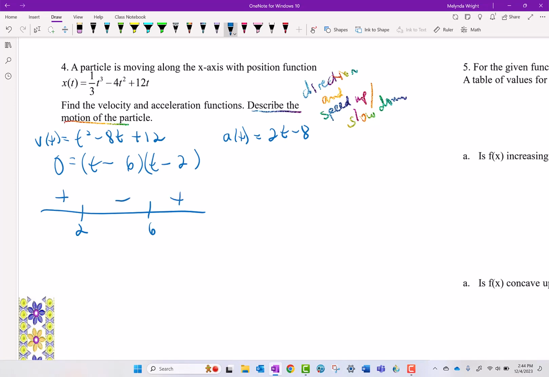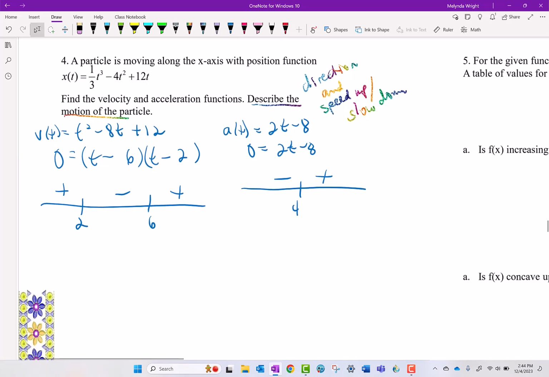Negative, positive, negative. Okay, so now let's look at acceleration. We're going to set it equal to 0. So what would t be to make that 0? That would be 4, right? And again, I checked my signs here. Okay, so let's talk about direction first.